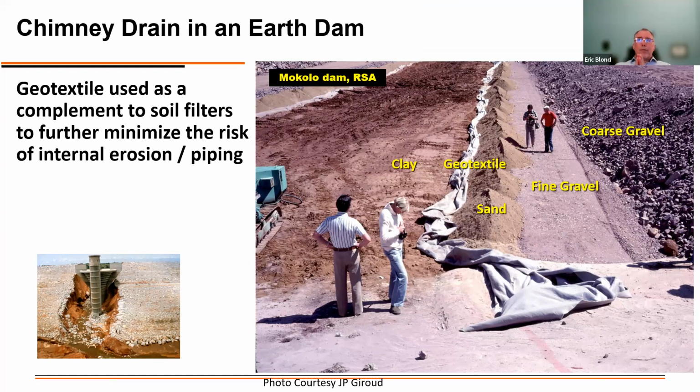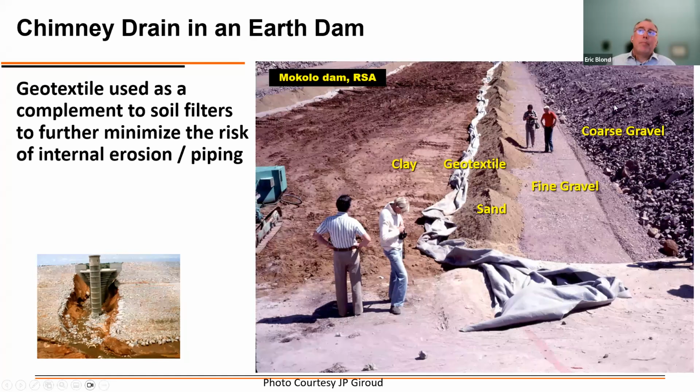So here we can see the geotextile being used as a complement to soil filters. You can still see the core of the dam, which is here, which is clay. You can see the geotextile right next to it, protecting the clay from being displaced from erosion. Then you still have the geotextile behind the clay. You have a fine gravel and a coarser gravel.